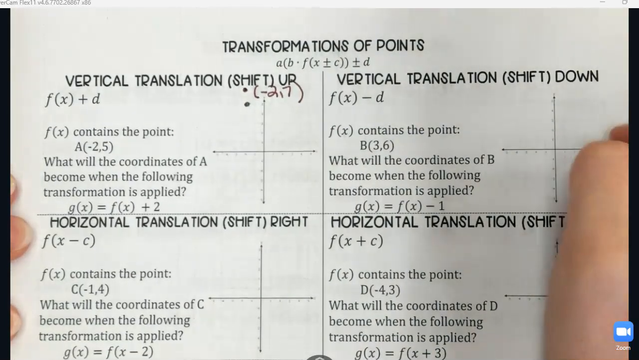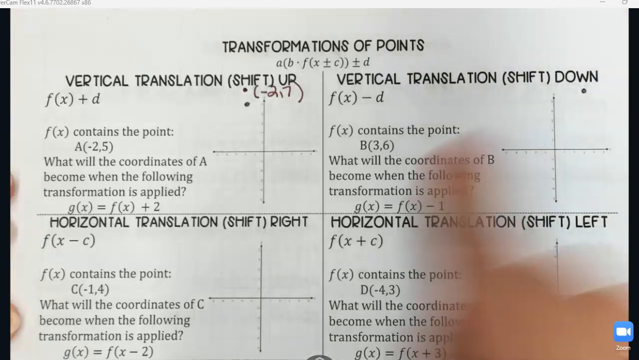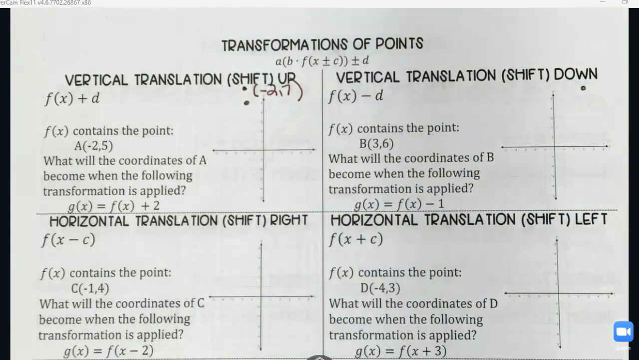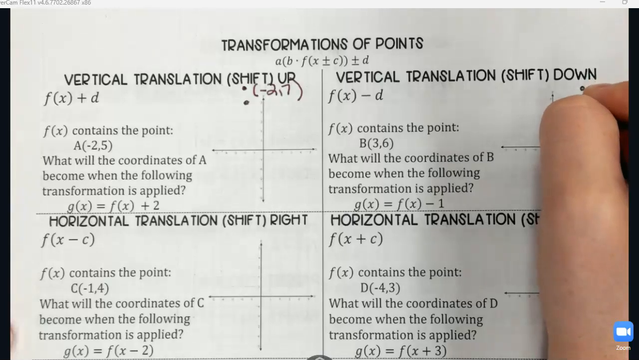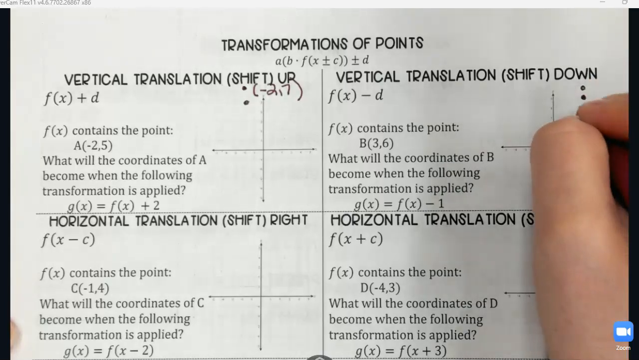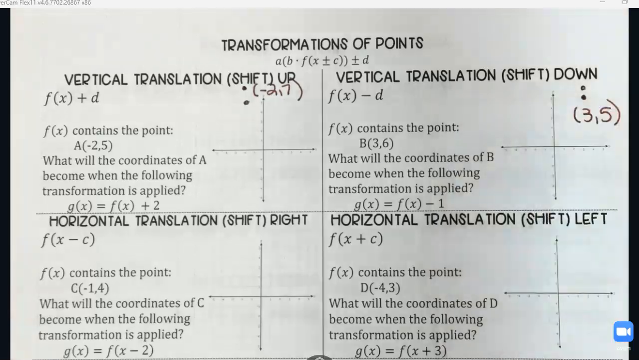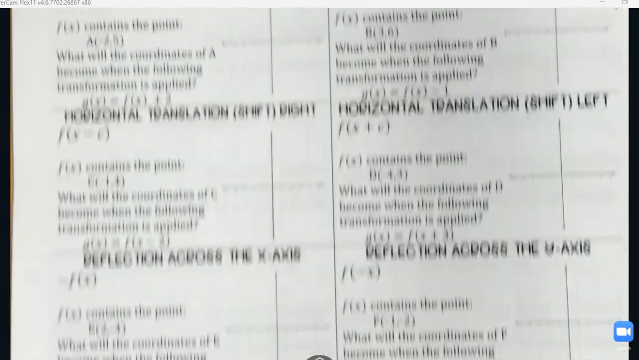If I have another unknown graph with a point at 3, 6, and I look at f of x minus 1, I don't even need to know what f of x is. I just know that means I'm going to scoot down 1, and the coordinates of this point are now 3, 5. My y value decreased by 1.